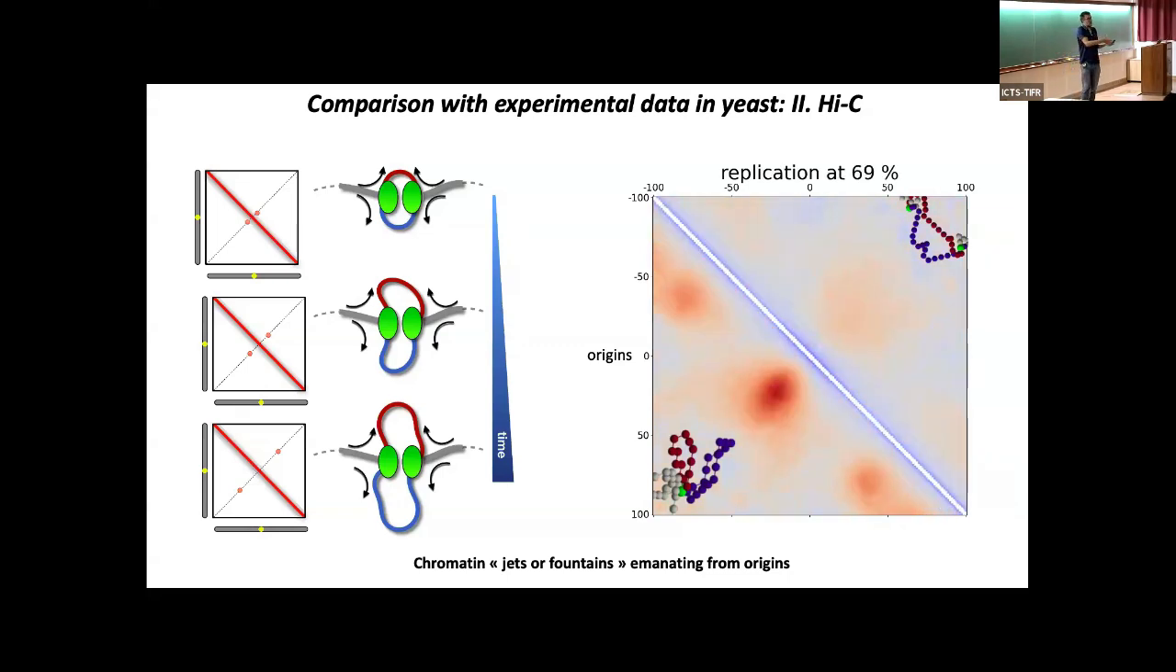So with the model, the model helps us to make a quantitative prediction: around origins of replication, you should potentially see this type of object, or not, if the loop extruding-like mechanism is not really happening. So we again focus on yeast because in yeast you have a lot of Hi-C data in S phase, which is not really the case in other organisms.